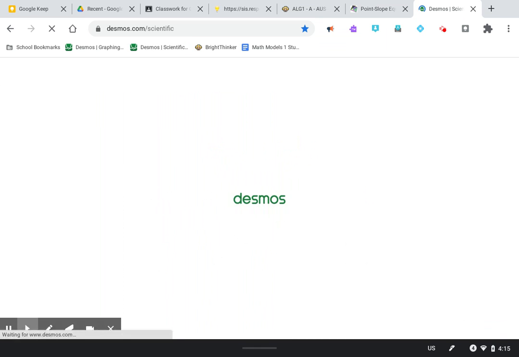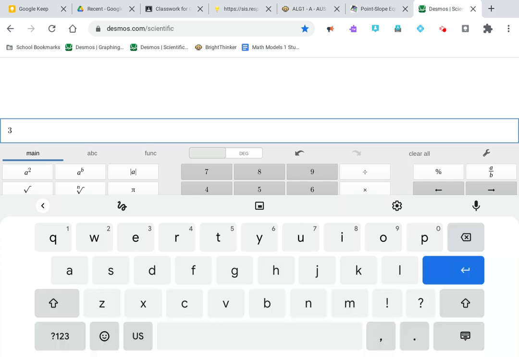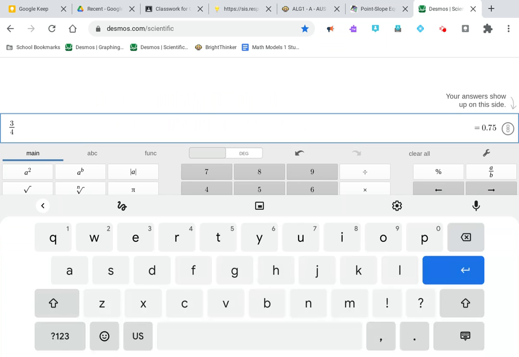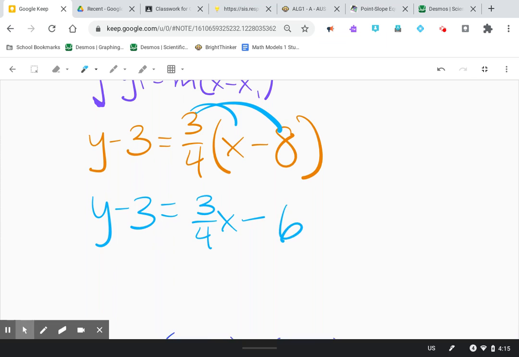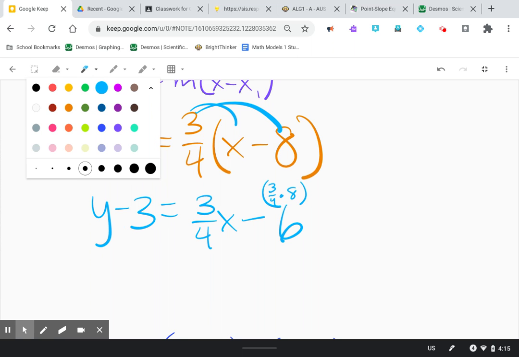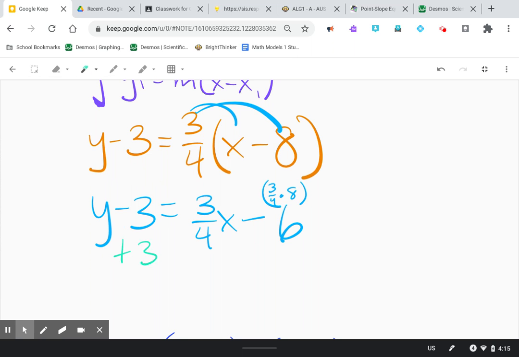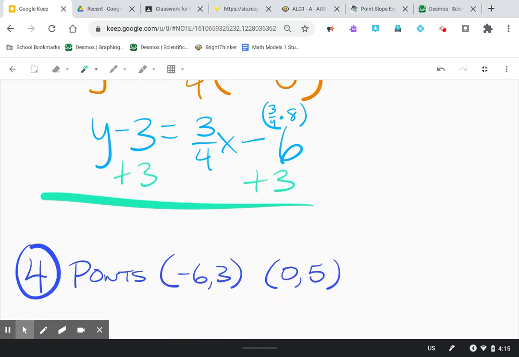So let's go ahead and just do a quick calculator thing on that. 3 fourths times 8 is 6. That worked out nice. So again, that's 3/4 times 8 gives me 6. And then we're going to continue by adding 3 to both sides. And then we finally get y equals 3/4 x minus 3.